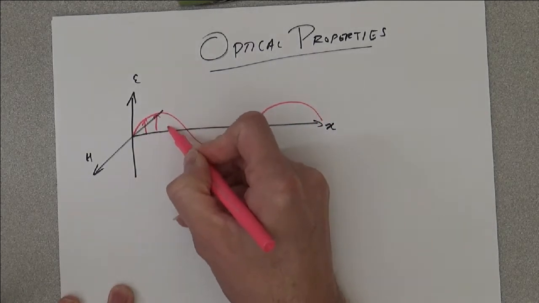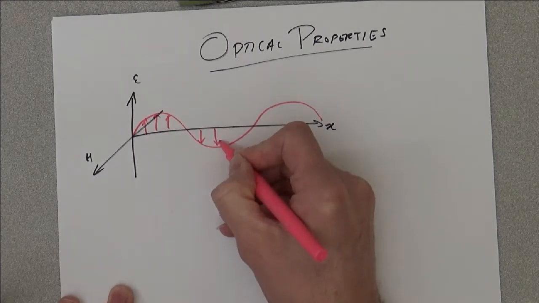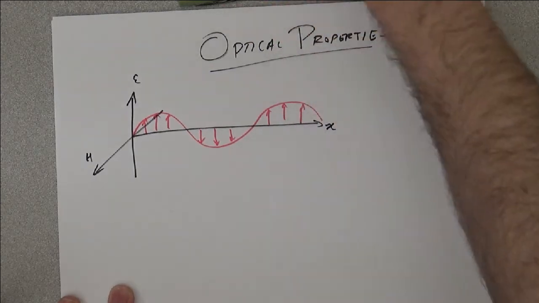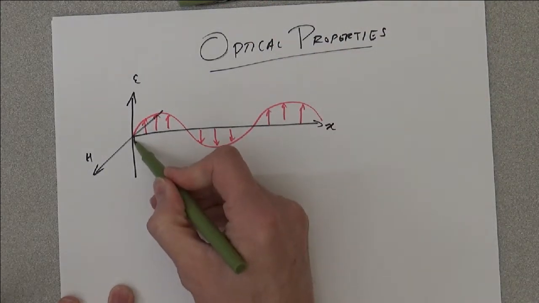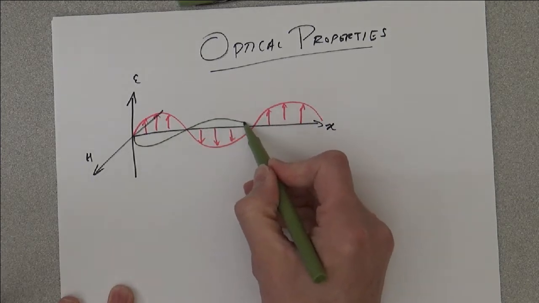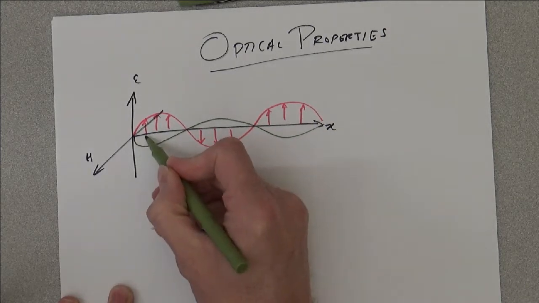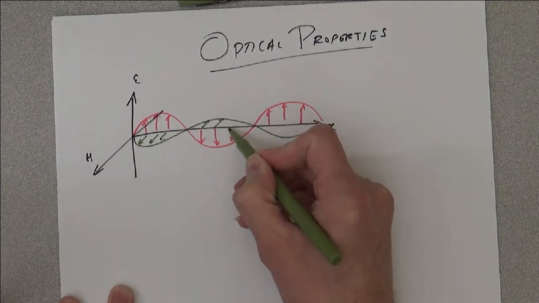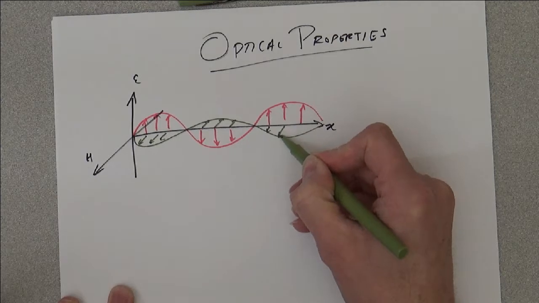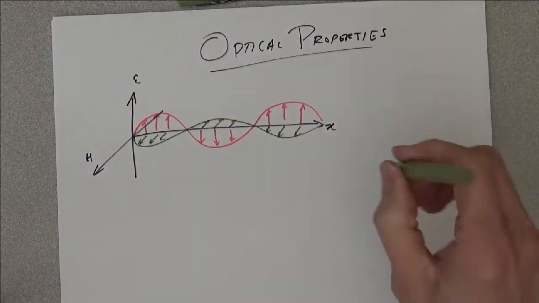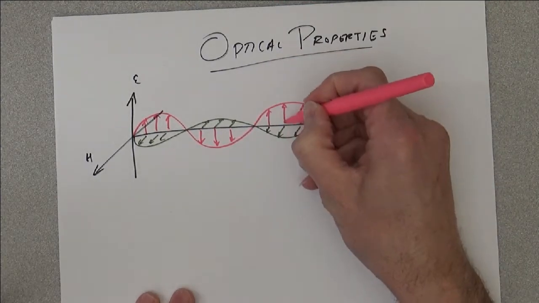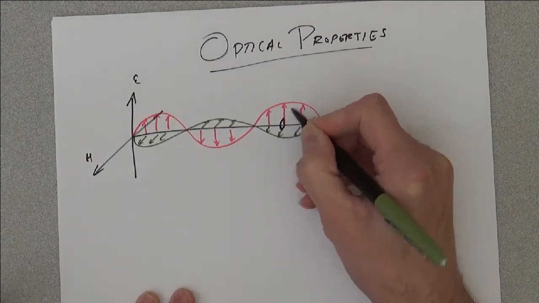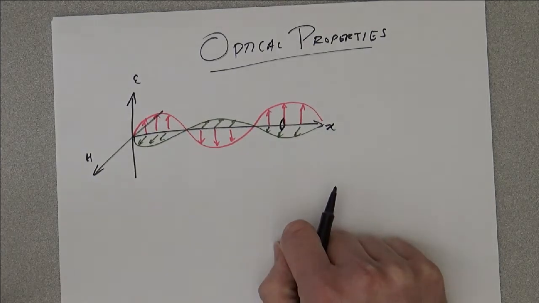And then perpendicular to the electric field, there will be a magnetic field that is oscillating alongside it. The electrical and magnetic components are at right angles to each other.